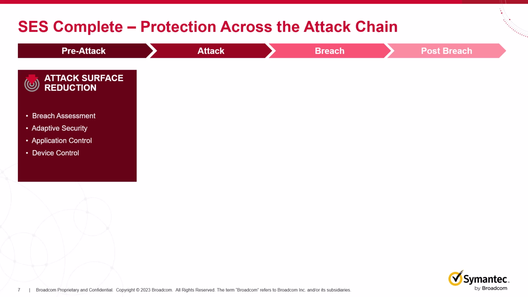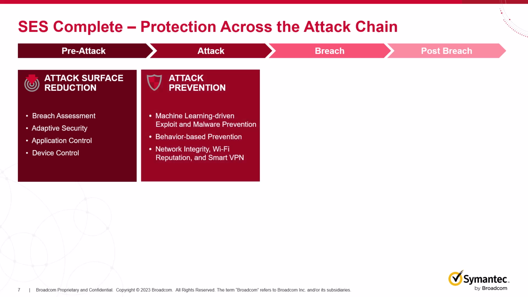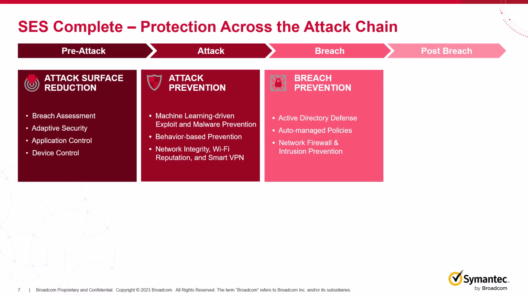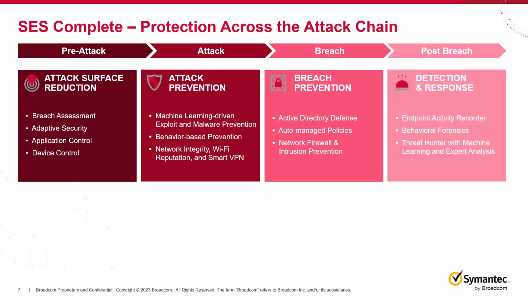Attack prevention, which combines core malware protection with behavioral-based advanced machine learning to protect legacy and modern endpoints. Breach prevention, which combines network-based security controls like intrusion prevention and firewall, as well as Active Directory threat defense to secure and protect Active Directory infrastructures from data breaches. And finally, detection and response, which provides the entire EDR toolset to detect and remediate advanced targeted attacks.